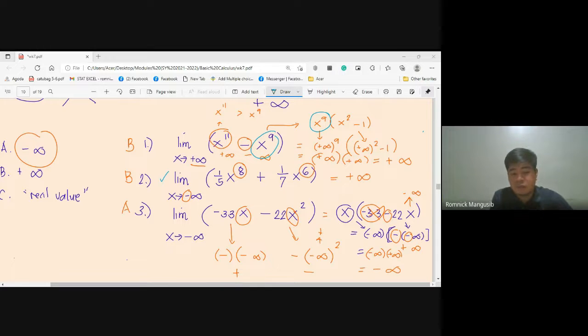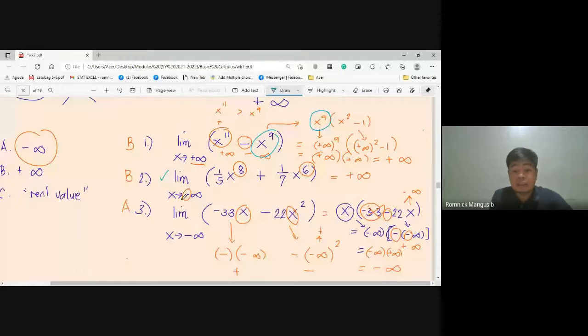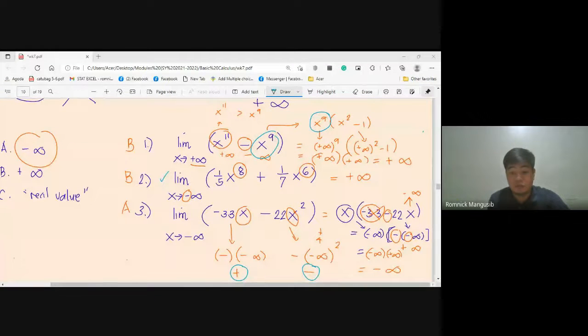Itong number 3, you have to be sensitive because when we did the inspection, before we provided the answer, we were able to identify that positive infinity and negative infinity, indeterminate siya in the rule of addition. Adding the similar is indeterminate. Or in subtraction, positive infinity minus positive infinity is indeterminate. Okay? Kaya number 3 is negative infinity.